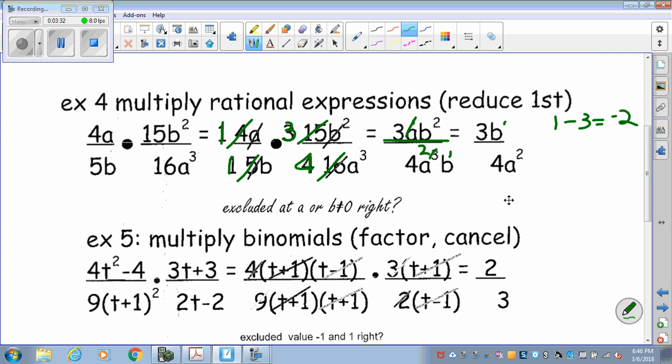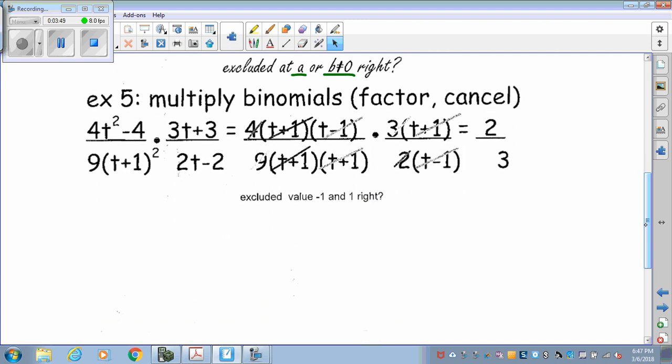Now as far as excluded values, you look here. b can't be 0, and a is a lone factor, so neither one of those could be 0. Anything except for 0. Now if I'm multiplying binomials, I'm going to factor first, and then I'm going to cancel. So notice we have a common factor of 4. So the 4 comes out.